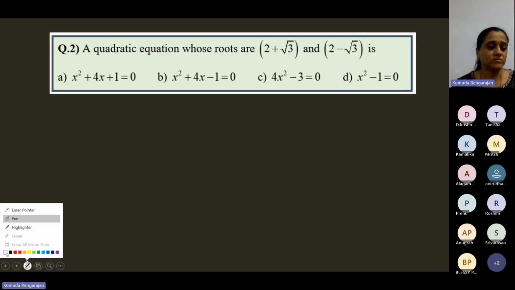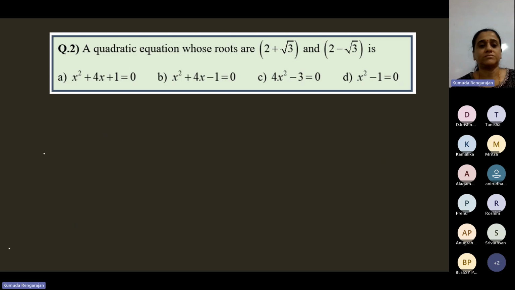This is the next question. So given the roots, how do we construct the quadratic equation? So let's say alpha is equal to 2 plus root 3. I'll give you some time to work. You try and then I'll do it.